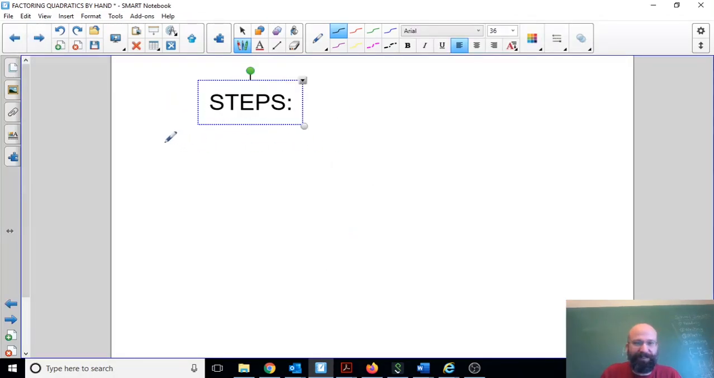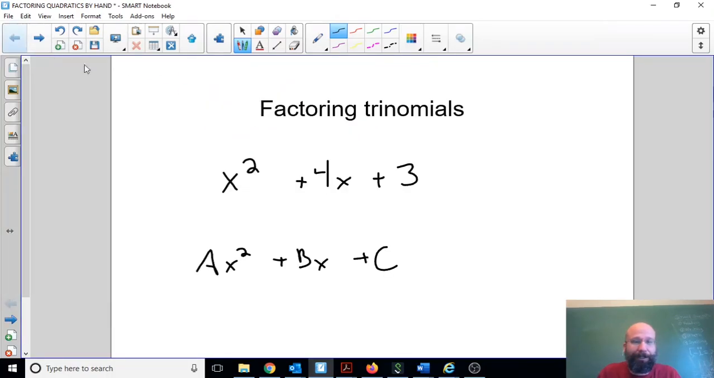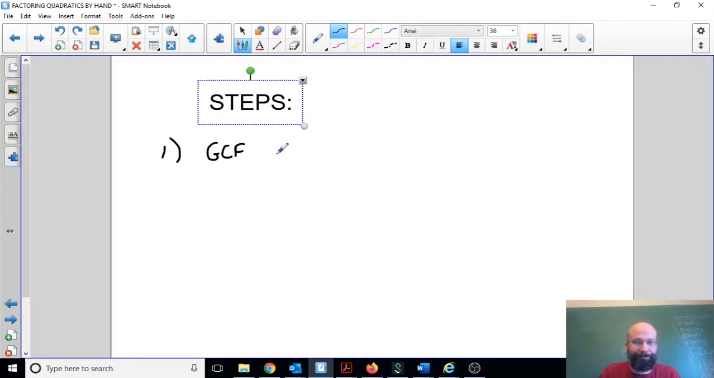So step 1 when you're factoring is look for a GCF. So you're going to look for a GCF of the 3 numbers. If we go back here and we look, our 3 numbers would be 1, 4, and 3. So there is no GCF. The GCF is 1, and you don't have to worry about that. It's only important when there are numbers in all 3 spots. So step 1, look for a GCF.